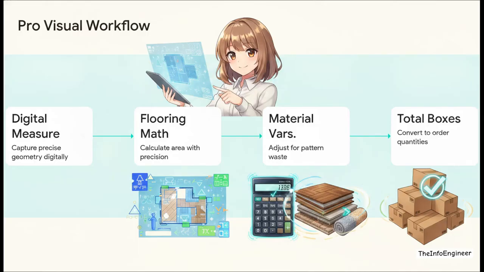So how do we avoid this mess entirely? We adopt the Pro Visual Workflow. Here's exactly what we're covering today. First, digital measurements. Second, the flooring math. Third, material variations. And finally, total boxes.